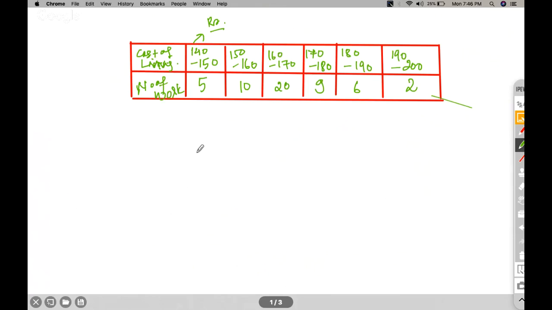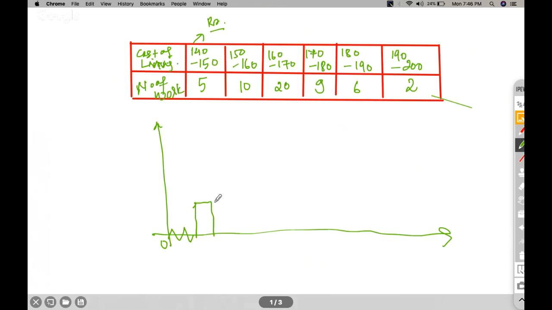Now what I do is I draw the histogram first. So to draw the histogram, I plot my x-axis and y-axis. Now you see here the x-axis starts from 140. So I'll have to make this kink. This kink tells me that this doesn't start from 0. So I'll draw 140 to 150, and this is 5 like this.